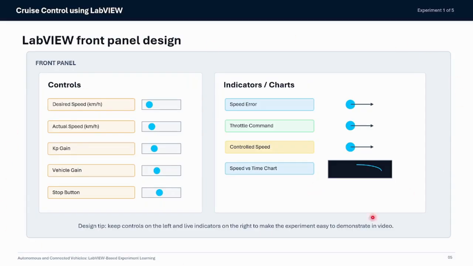Actually, this is the front panel of LabVIEW. Here are the controllers and the indicators. Controllers we use are desired speed, actual speed, Kp gain, vehicle gain, and stop button. Then indicators are speed error, throttle command, control speed, and the speed versus time chart. In LabVIEW, you can understand the block diagram and the front panel. At that time, we will explain how to make the block diagram and the front panel.